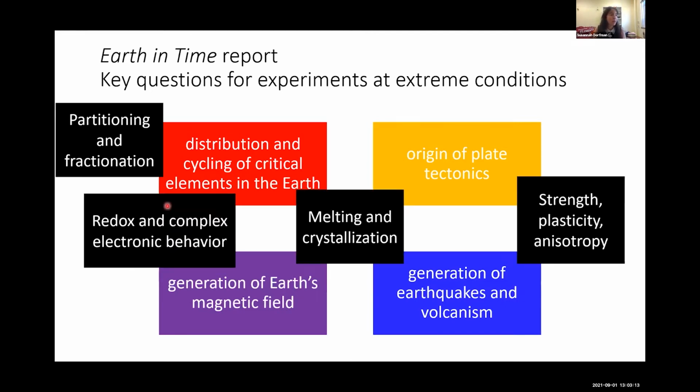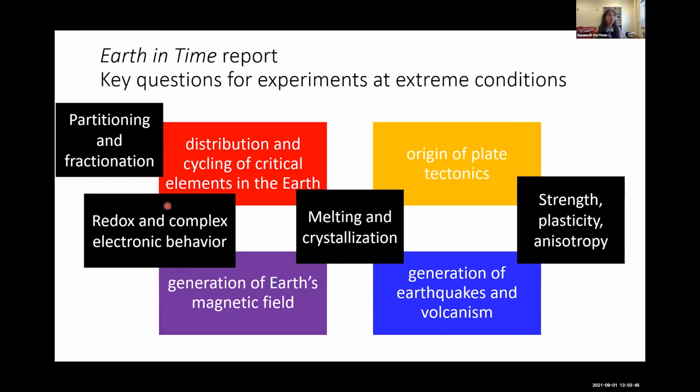So I also would highlight a few different physical properties and things that we need to measure that touch on these different areas. Partitioning and fractionation are key things for us to measure in order to understand the distribution and cycling of elements in the Earth. We need to be able to accurately determine, for example, as we've mentioned earlier today, partitioning at Earth's core mantle boundary between silicates and metals.